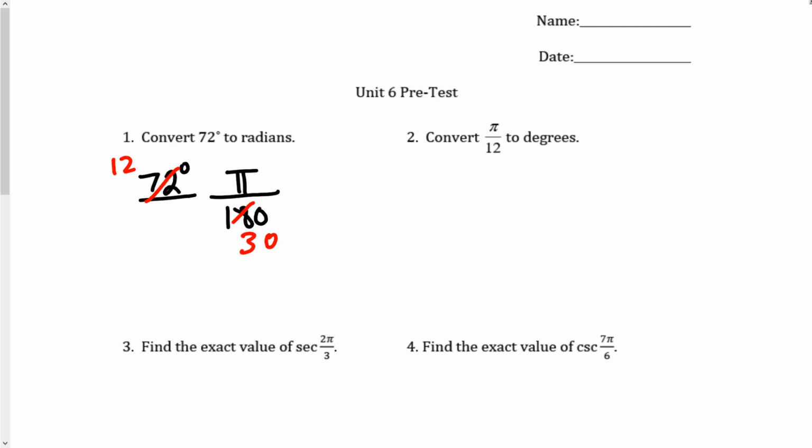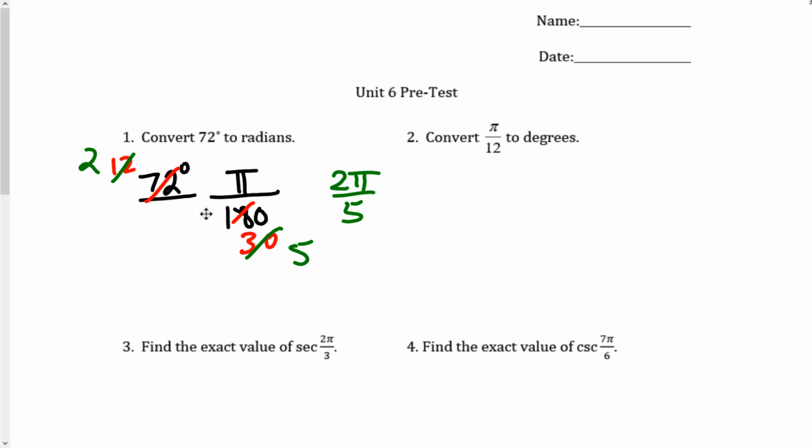Switch colors, reduce that down. Go by 6 again, so actually 36 would have gone into both of these, right? So we get 2, and this will reduce by 6, and we get 5, so we get 2 times pi, so 2 pi fifths. So this answer of 72 degrees is 2 pi fifths radians.